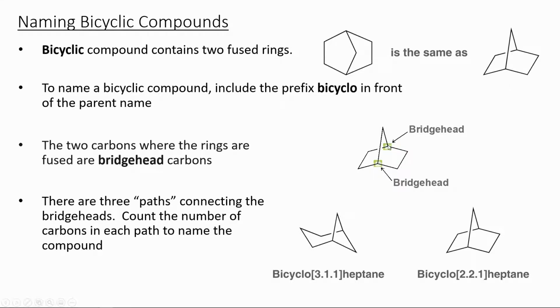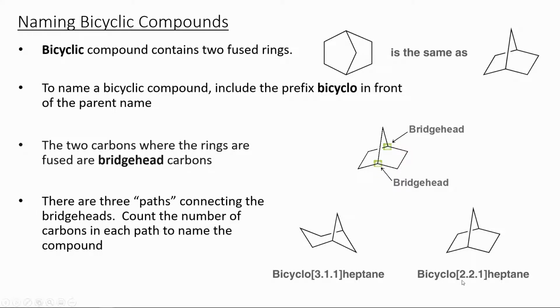The positions that are shared by all 3 rings are called the bridgehead positions, and that's where the fusion between the rings occurs. So from these bridgehead positions, there are 3 potential paths, right? We'll start at this green position here. We could go down and to the left, and there's 2 carbons. We could go down and to the right, and there's 2 carbons, or we could go up and there's 1 carbon. So we want to count the number of carbons in each of these paths. So for example, for this molecule, we said there was 2, 2, and 1, and the total number of carbons is 7, so it's a heptane.